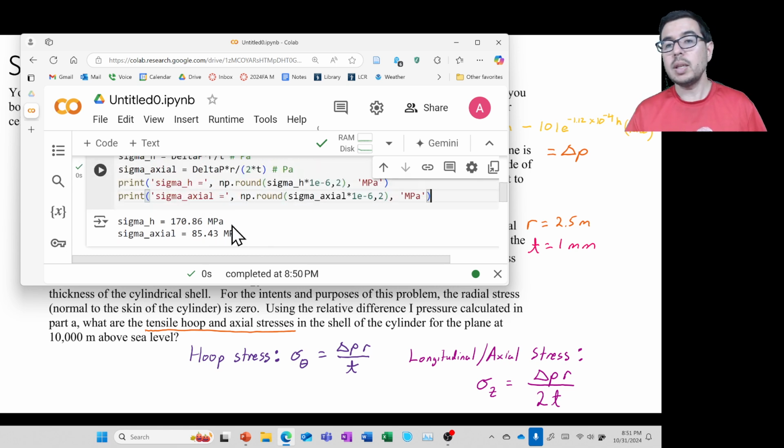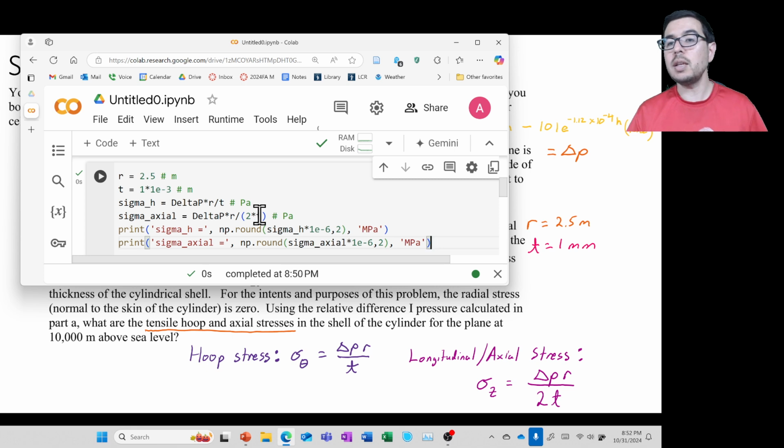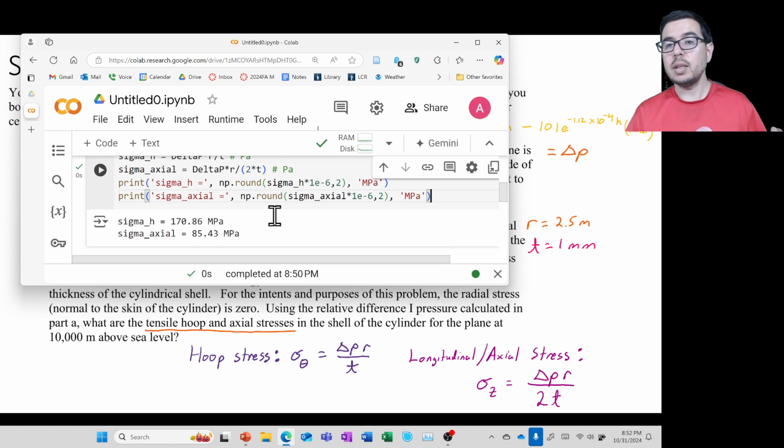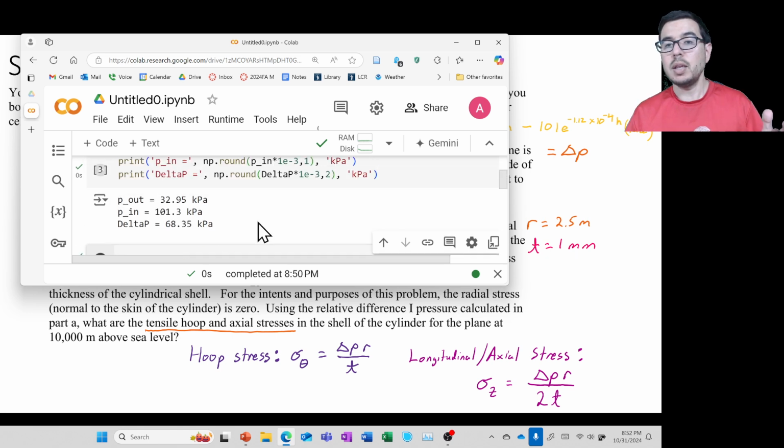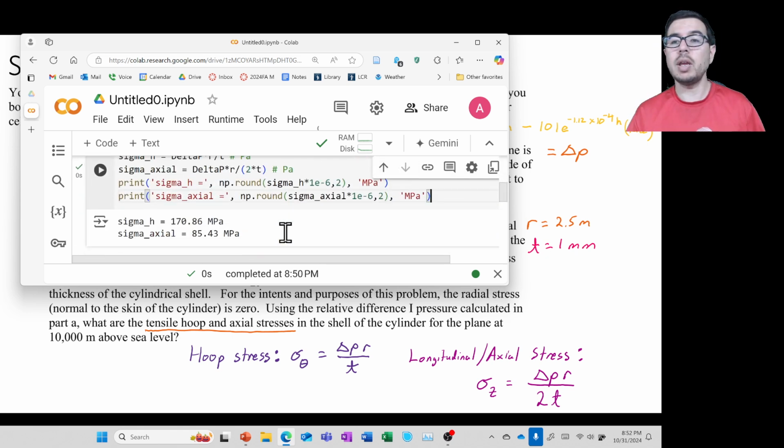A material like carbon fiber or aluminum can easily be tuned to have a yield stress greater than 170 megapascals. But you could see that just small changes in the thickness or in the calculation of the pressure could have pretty large impacts on the stress that the material might be experiencing.